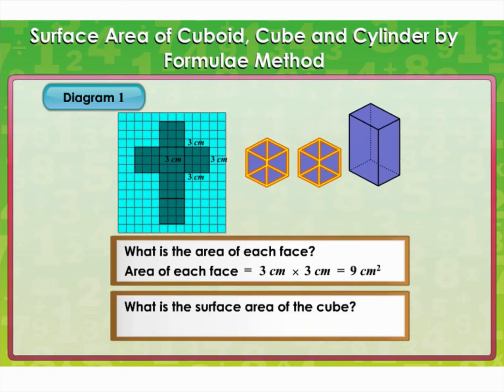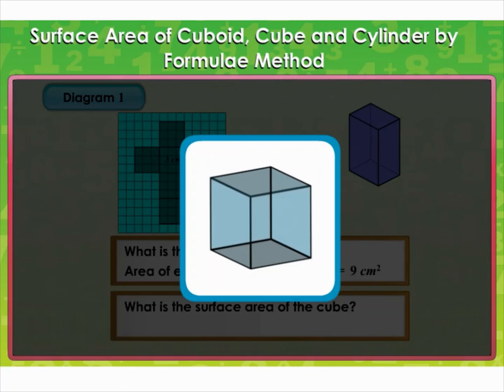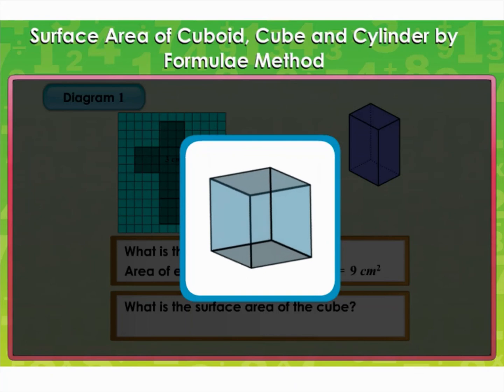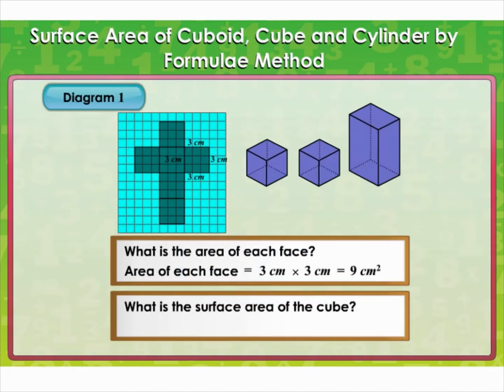What is the surface area of the cube? A cube has 6 faces. So multiply 9 square centimeters by 6. The surface area of the cube is 54 square centimeters.